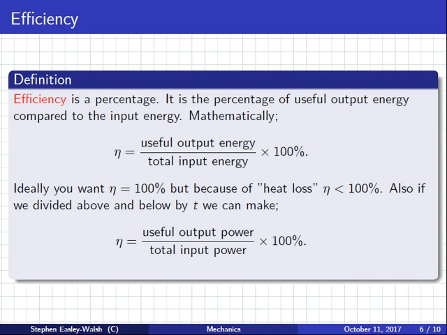Now, ideally you would want efficiency to be 100%. But in fact, this is impossible because of heat loss. It's always less than 100%. So can you write this version down? And also please note that efficiency in real life is always less than 100%. And I have bad news to tell you. It's actually impossible to make something 100% efficient. It's an impossibility.